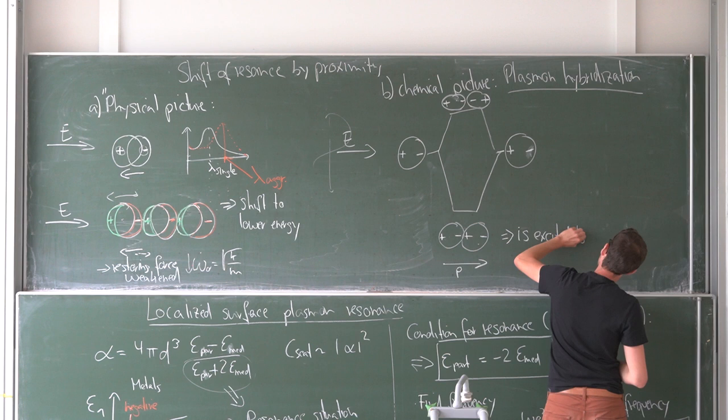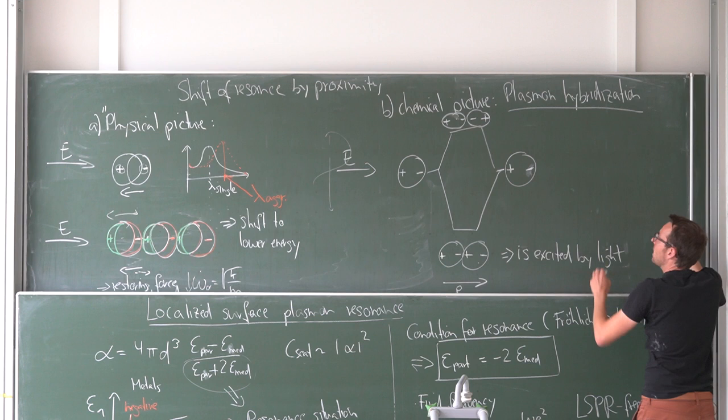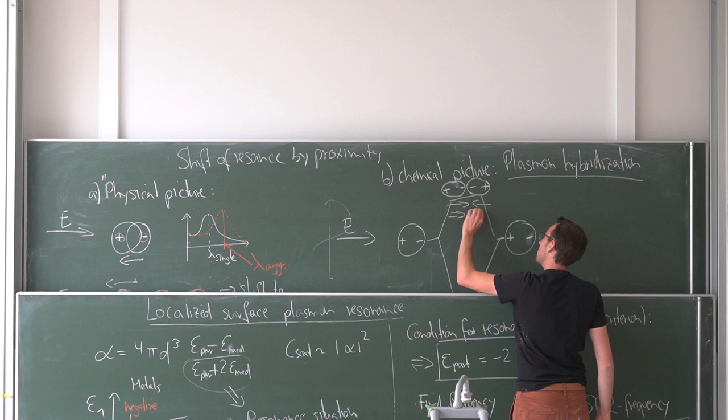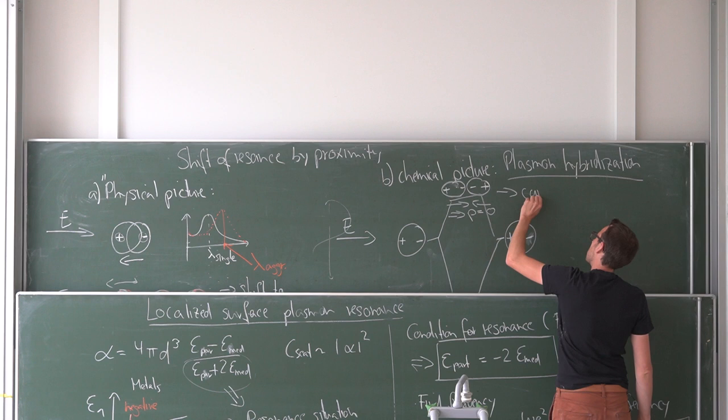By the electric field of light. But here, I do not have a dipole. So you see, at least I have two dipoles, but they cancel each other out. So I have no resulting dipole moment. That means that this resonance here cannot be excited.